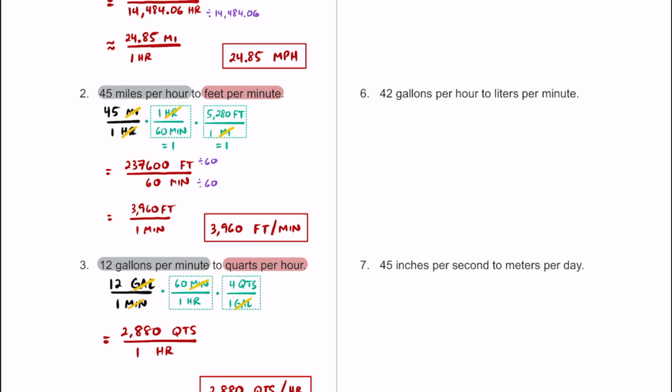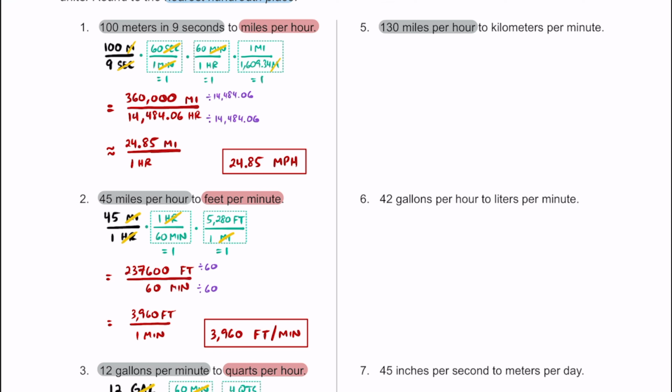Here's number 5. In number 5, we're going to be starting with 130 miles per hour. So 130 miles, and that's in 1 hour. Put 1 HR on bottom, 130 MI on top. And we're going to go ahead and multiply this by some unit rate conversions and see if we can turn this into kilometers per minute.